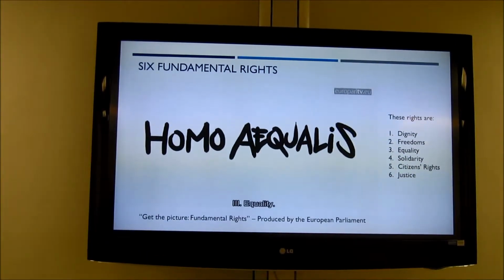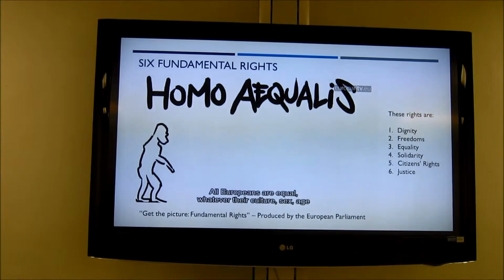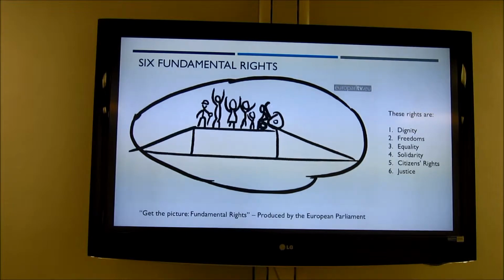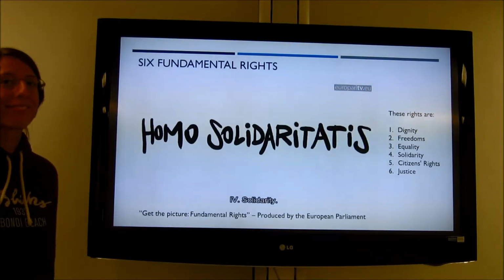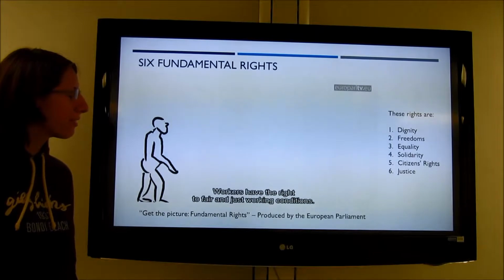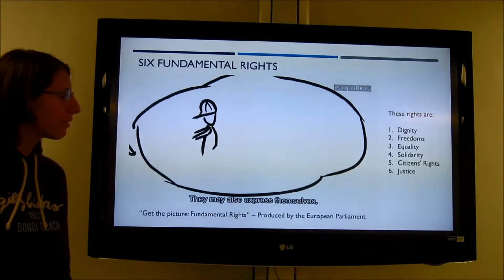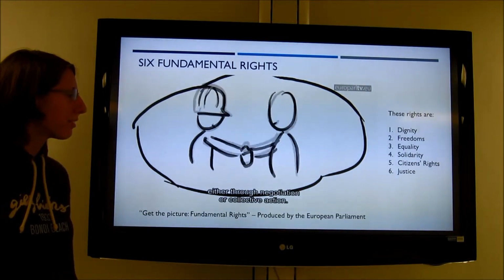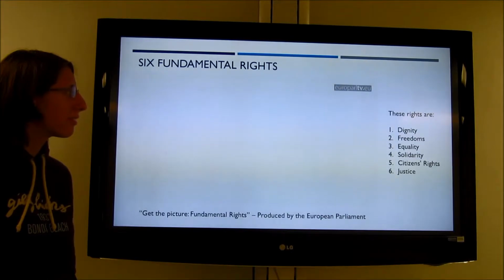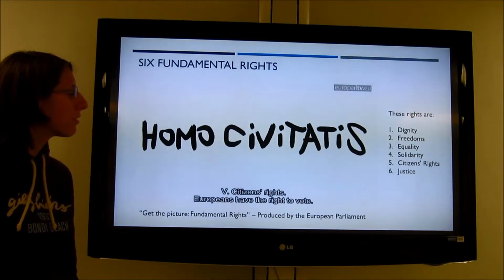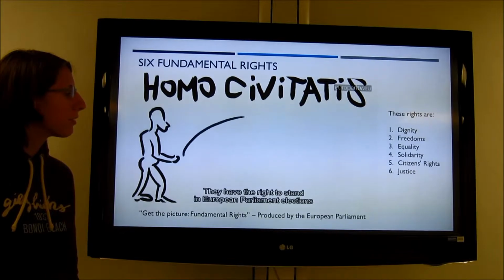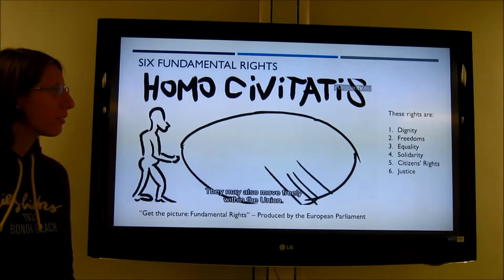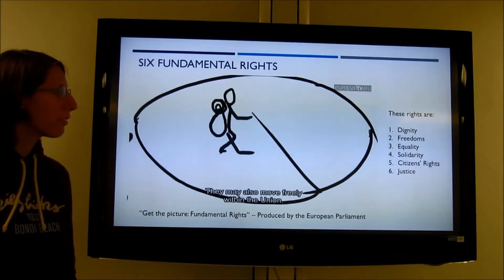3. Equality. All Europeans are equal, whatever their culture, sex, age, or even their difference. 4. Solidarity. Workers have the right to fair and just working conditions. They may also express themselves, either through negotiation or collective action. 5. Citizens' rights. Europeans have the right to vote. They have the right to stand in European Parliament elections and in municipal elections. They may also, for example, move freely within the Union.